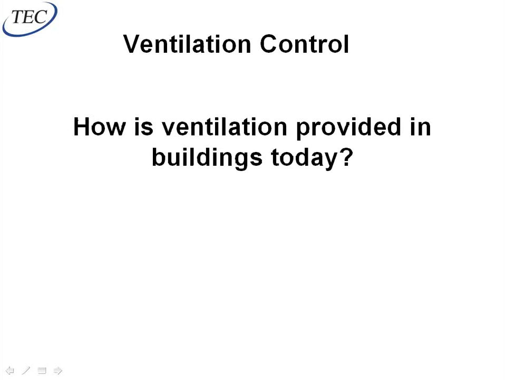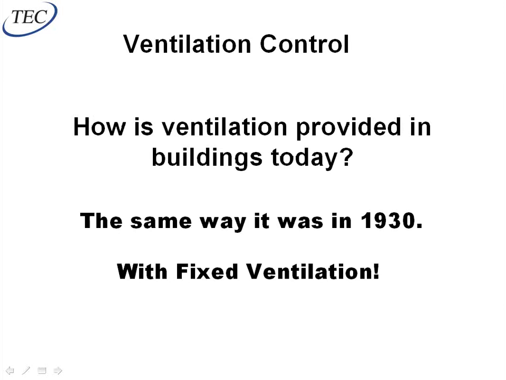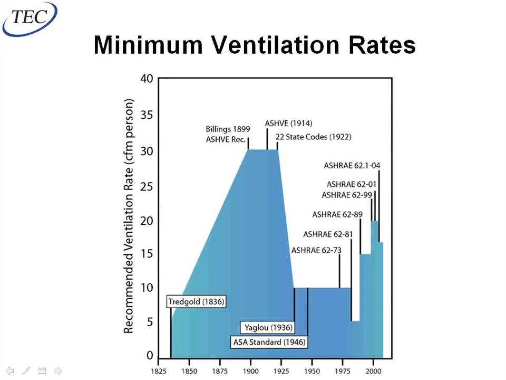So how do we ventilate buildings today? The exact same way we always have ventilated a building, which is fixed ventilation. Put the outside air damper to a fixed position, lock it in, hopefully balance it at that point, and then let it ride that way for the rest of the life of the building. We don't actively control it at all.